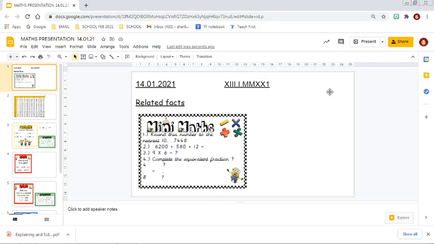Good morning, Year 4. Today we are continuing on with our lesson from yesterday, looking at related facts. I would like you to start by completing the mini maths quiz and answering the 4 questions independently.